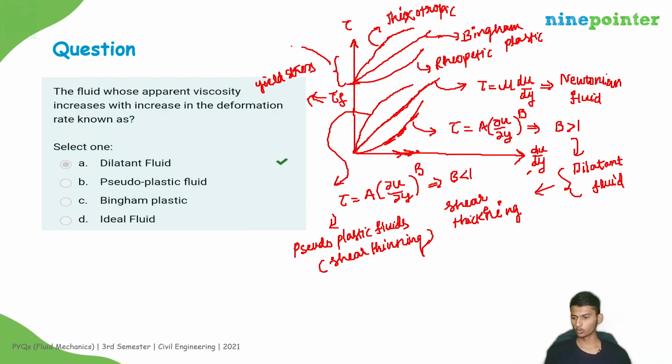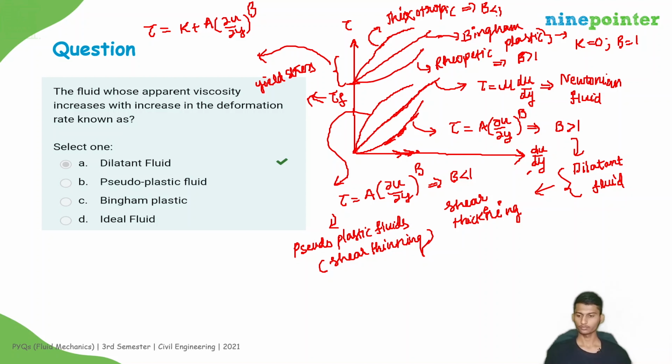If you want to know about this, in this case, tau will be equal to some constant k plus a into (dou u by dou y) whole power b, right? In the Bingham plastic case, the value of k will be non-zero and b will be equal to 1, right? In this case, the value of k will be non-zero, but b will be greater than 1. In this case, b will be less than 1. So these are different types of fluids which behave differently under the action of shear stress.